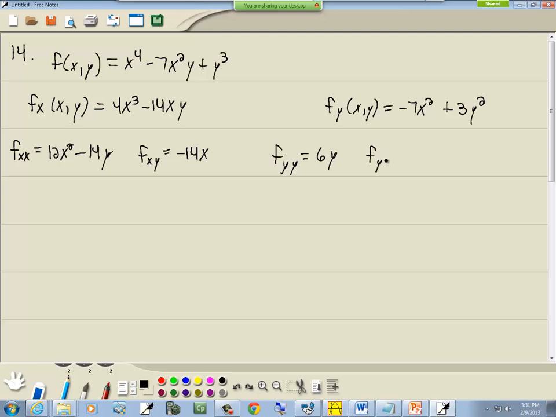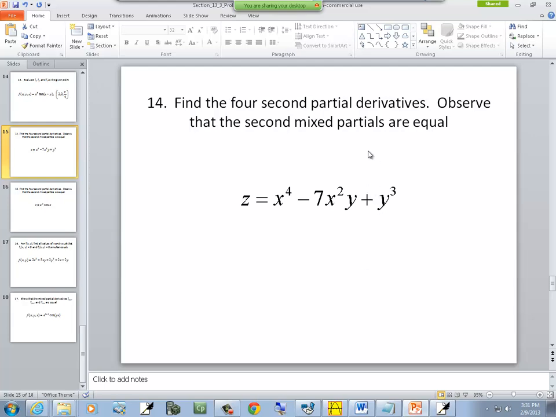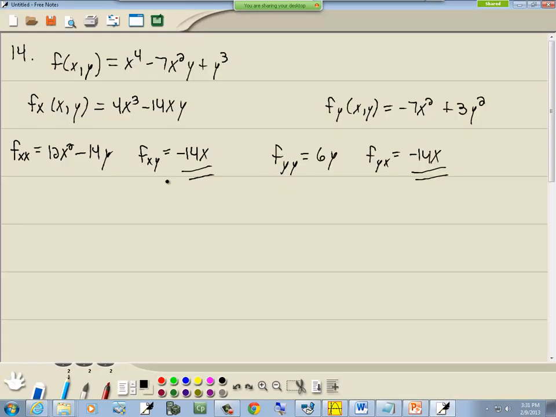We can also take the partial of this with respect to x. So we'll take this with respect to x, and that gives us negative 14x. And 3y squared doesn't have an x in it, so it drops away. Now notice, this right here is the same as that. That's what they're indicating in the note. Observe that second mixed partials are equal. And they are.